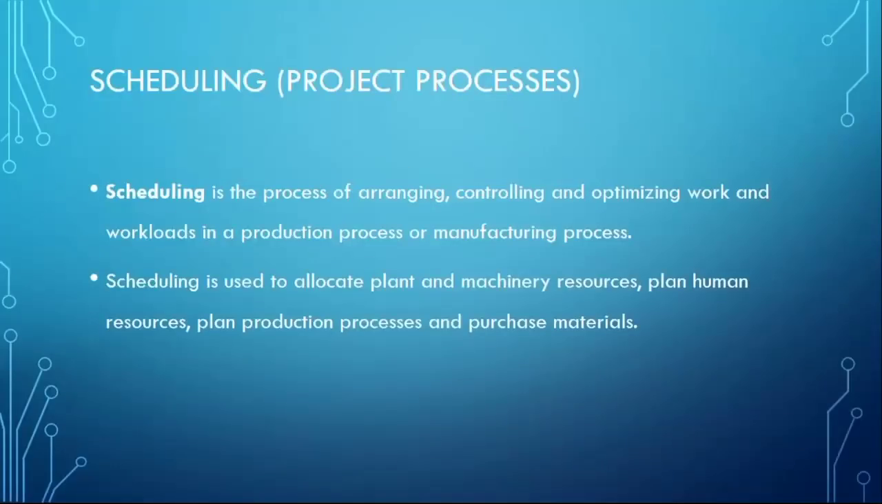So producing a workable schedule, first of all, scheduling is a process of arranging, controlling, and optimizing workloads in the production process and manufacturing process. That's the simple definition of scheduling. So 3 things are actually involved. First of all, you arrange what you want to do, you control, and then you optimize these things you want to do during a production process or manufacturing process.